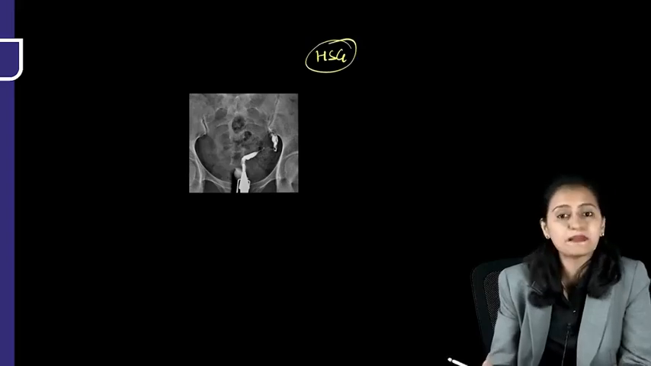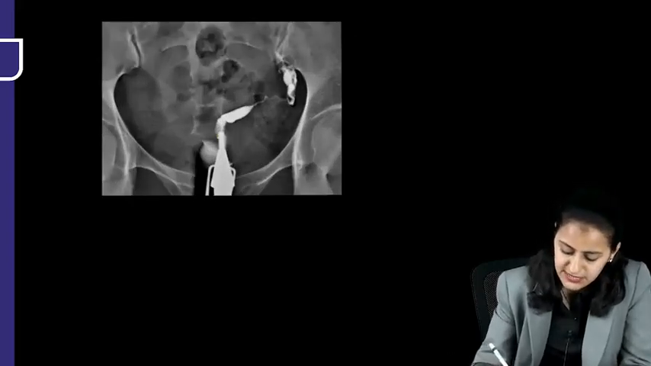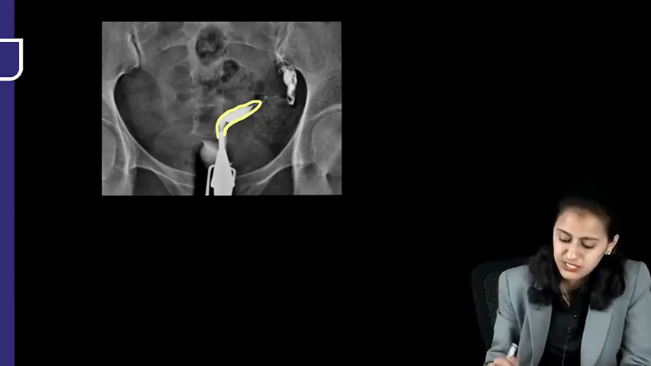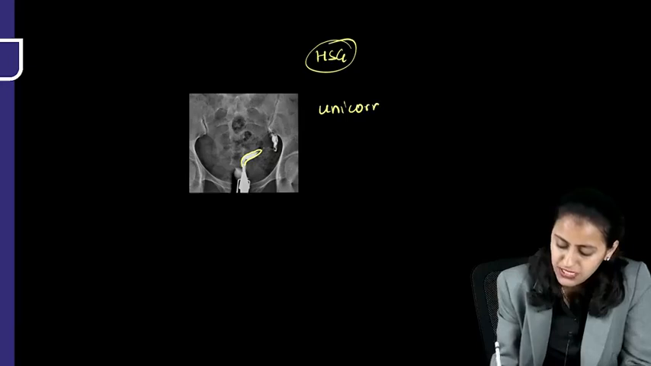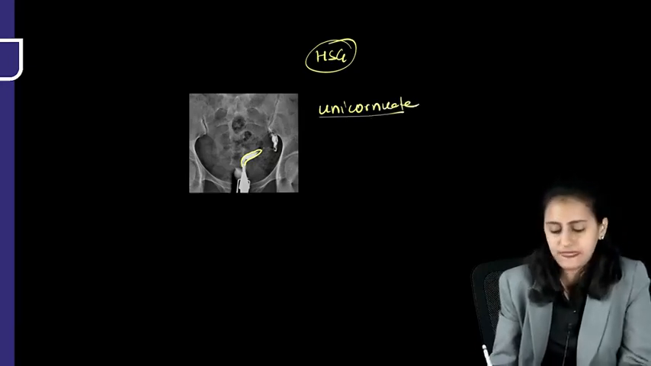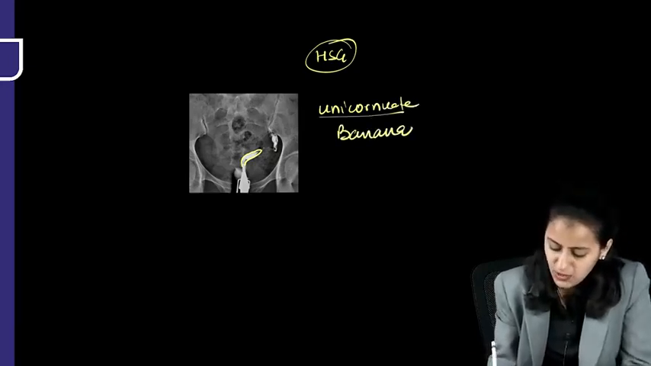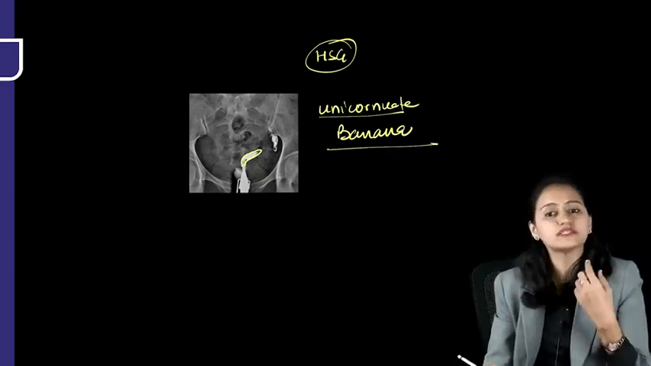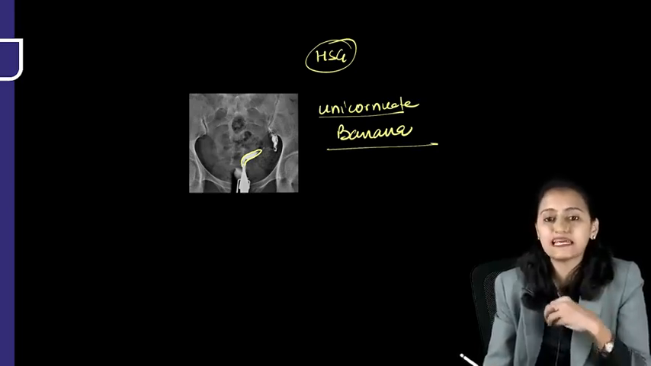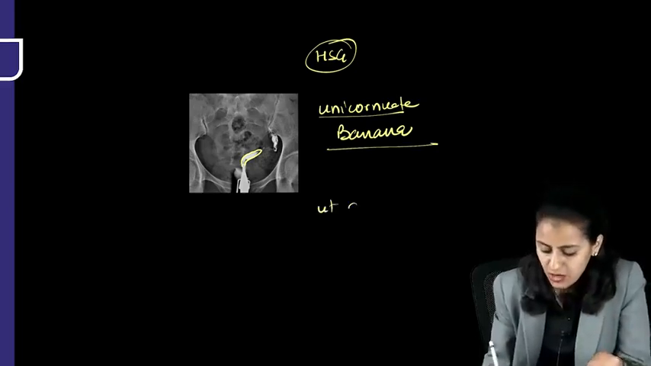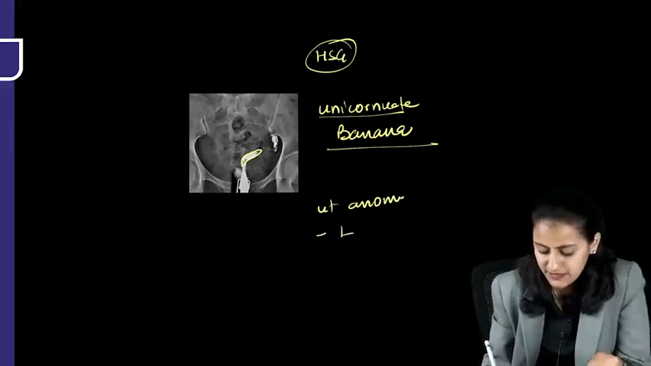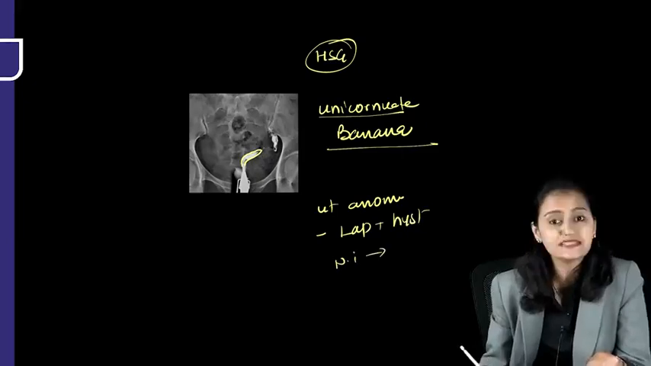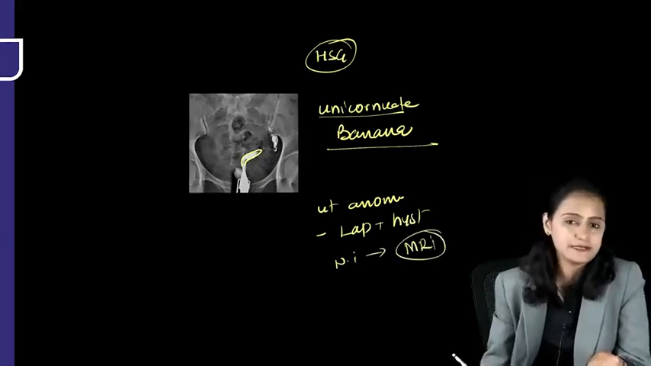Next one, what investigation is this? This is a hysterosalpingogram, where what you see is the uterus is deviated to one side. There is only one horn of the uterus. So this is a unicornuate uterus, which is giving the shape of a banana, called the banana uterus. Now, HSG mainly is done for tubal patency, not for uterine anomalies. For uterine anomalies, remember the best gold standard investigation is laparoscopy plus hysteroscopy. The best non-invasive investigation is MRI, right?